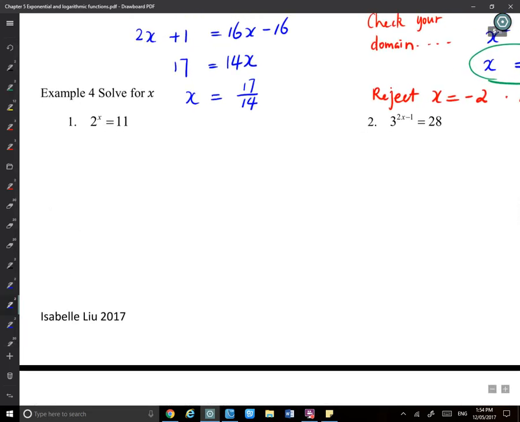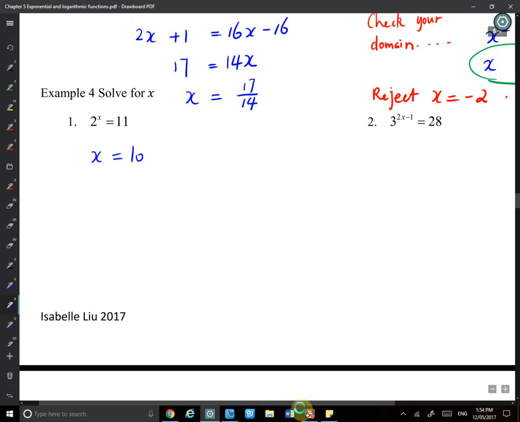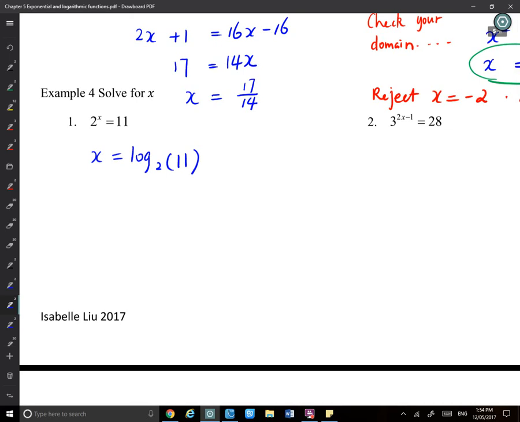Last two, let's finish this. Example 4. When you're trying to solve, again, that's the exponential function. If I can't make both sides have the same base, then we'll think about using log. I can't make 2 and 11 become the same base, so we'll start to use log. Then x just equals log 2, 11. x is log base 2 of 11.